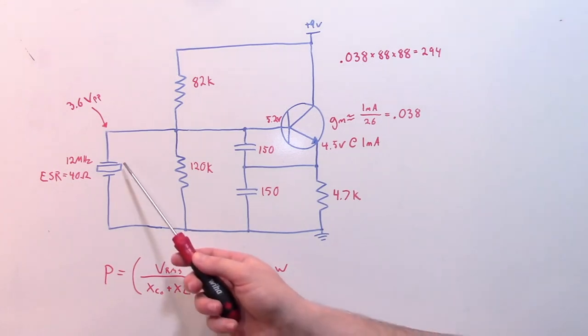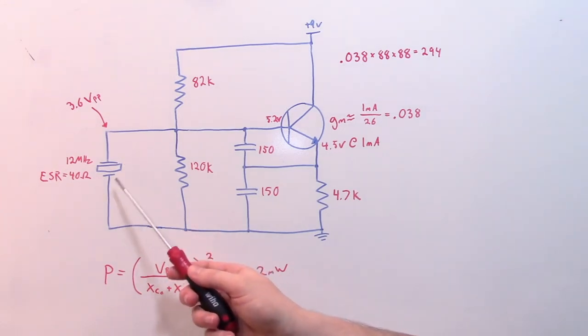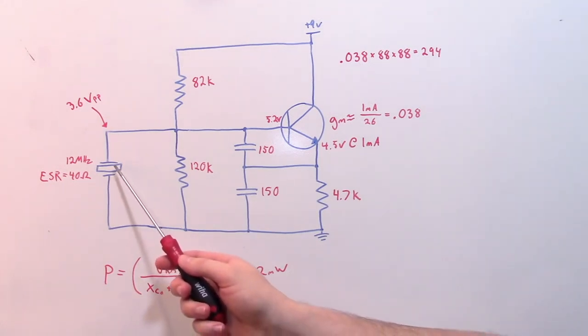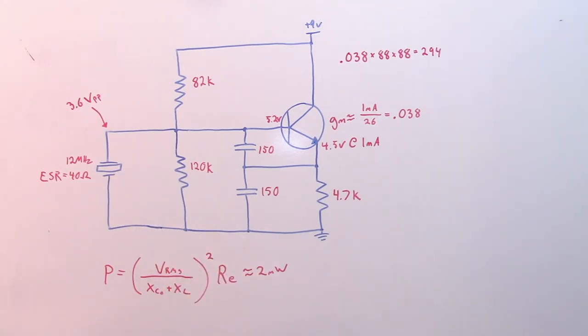The more power you dissipate in the crystal, the more internal heating is going to occur, and that's going to cause crystal drift at startup until it kind of heats up and acclimates. The other thing that will happen is that this will exacerbate aging effects. So the crystal will age faster than a crystal run at a lower drive level.